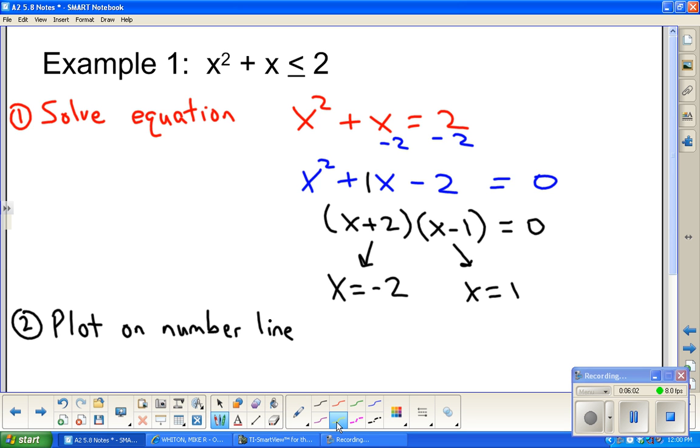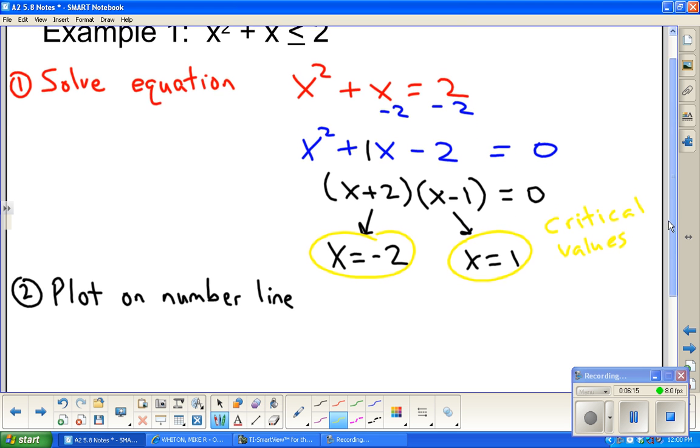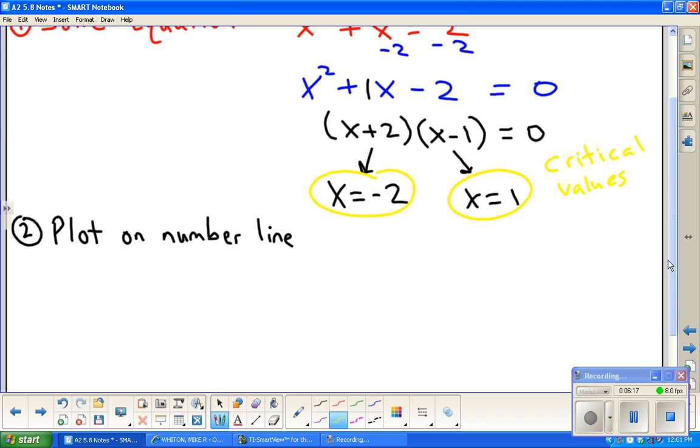Okay, these two answers that we got, we call them critical values. They're going to get plotted just on a number line. And you don't have to be super accurate when you do these. Just make sure you put them in the right order. Like the -2 needs to come first because it's farther left on the number line. +1 up here somewhere. So again, just make sure they're on the correct side of each other. Negatives are always left. Bigger numbers are always to the right, that kind of thing.